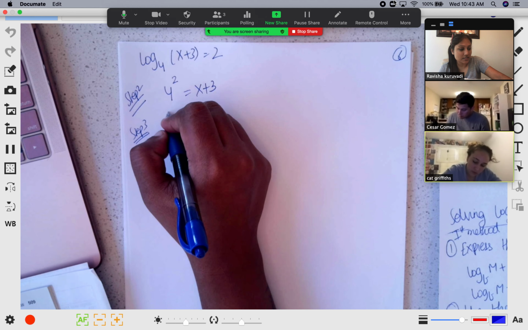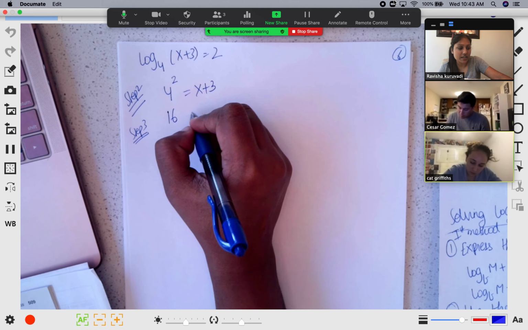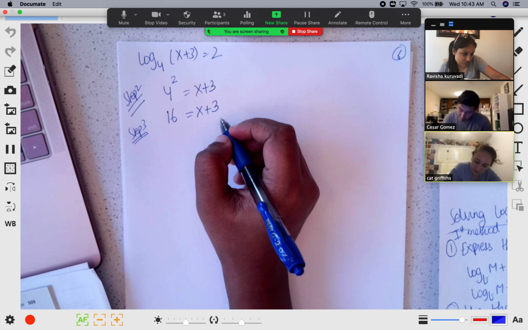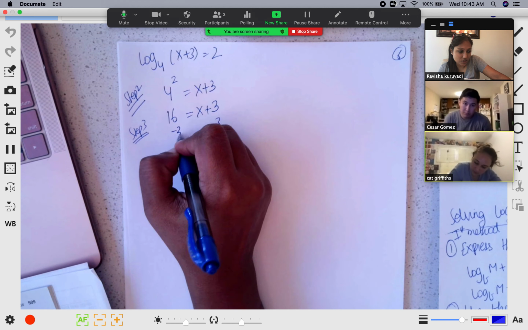16 is equal to x plus 3. I need x. What do I do? You subtract 3 from both sides. You get 13 is equal to x.